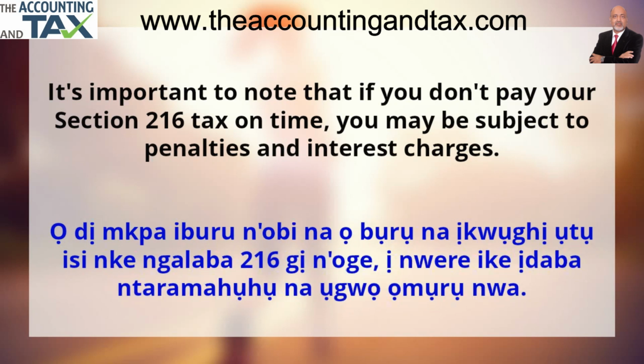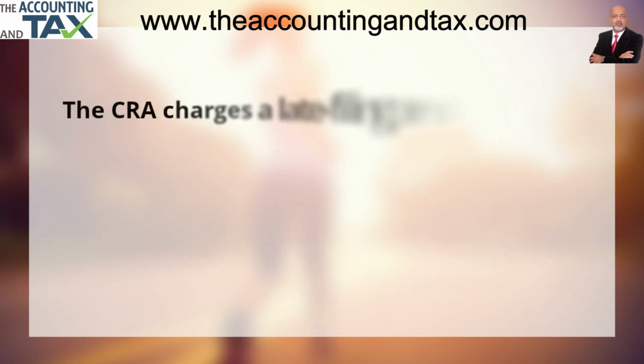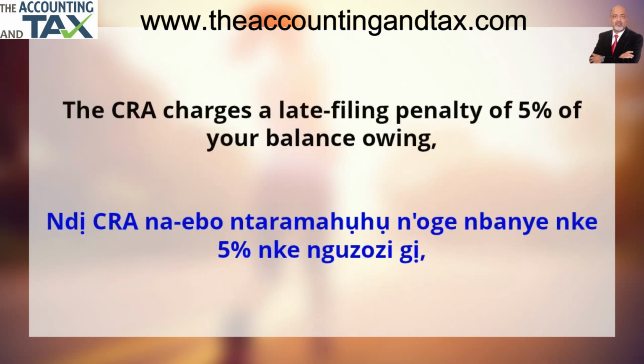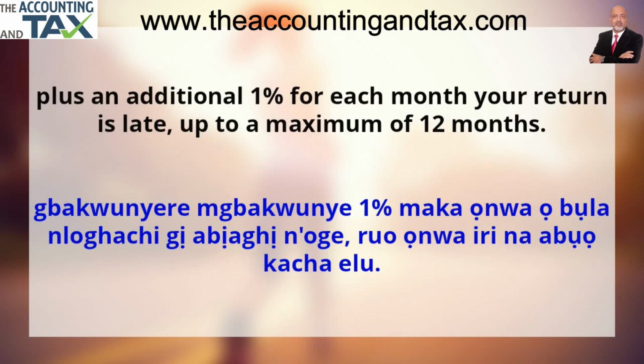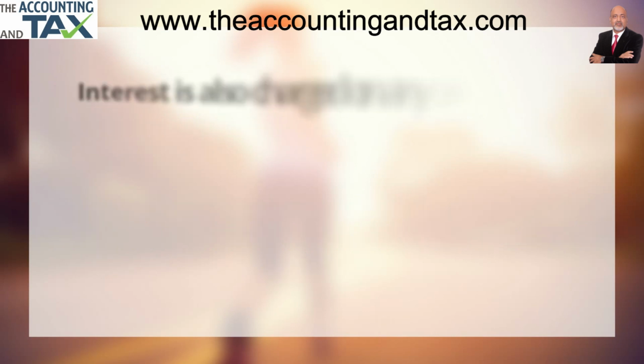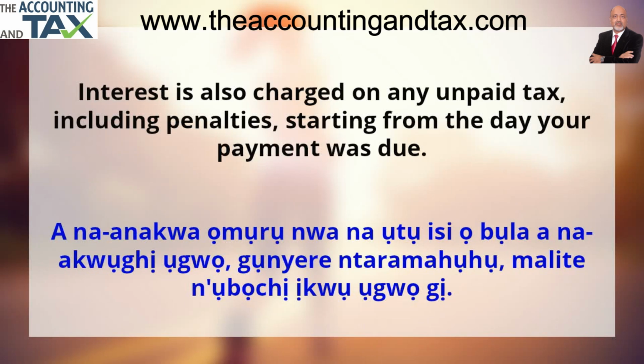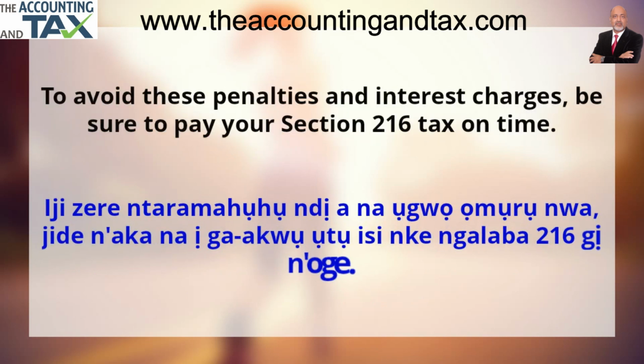It's important to note that if you don't pay your Section 216 tax on time, you may be subject to penalties and interest charges. The CRA charges a late filing penalty of 5% of your balance owing, plus an additional 1% for each month your return is late, up to a maximum of 12 months. Interest is also charged on any unpaid tax, including penalties, starting from the day your payment was due. To avoid these penalties and interest charges, be sure to pay your Section 216 tax on time.